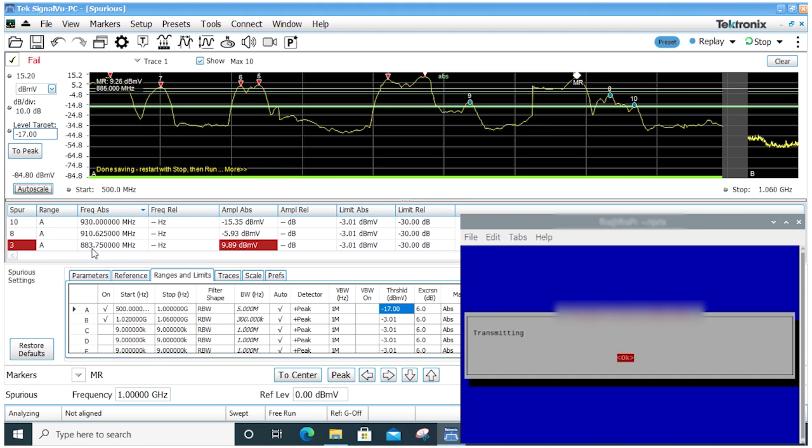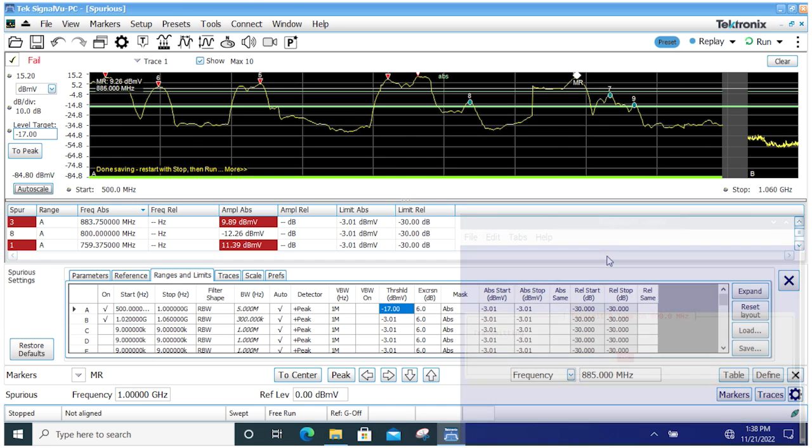Did you spot it? If not, looking very carefully, we can see that spur number 9 is a brand new spur, and it's at 800 MHz. Revealing the RPi TX UI, we can in fact see that the output signal from the Raspberry Pi was 800 MHz.